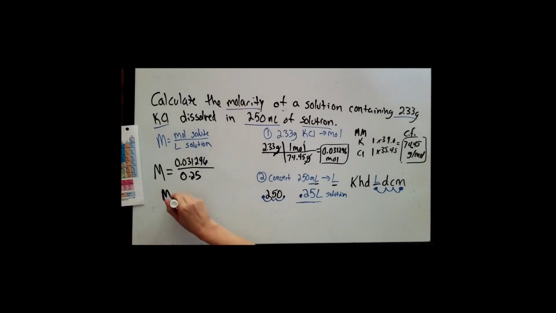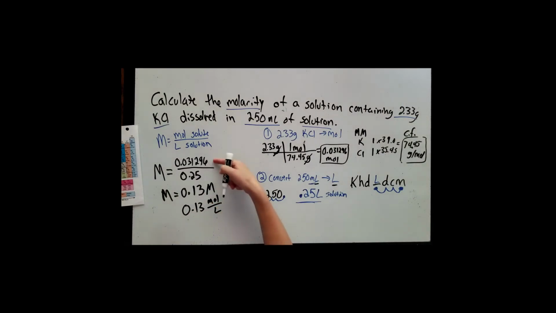So the molarity of this solution is 0.13, looking at 2 sig figs, and the units are just capital M for molarity. You can also put moles per liter. They're the same thing, because moles of solute divided by liters of solution gives me the units moles per liter. So this would probably be the hardest type of concentration molarity problem that you will see. Okay, so let's continue on.